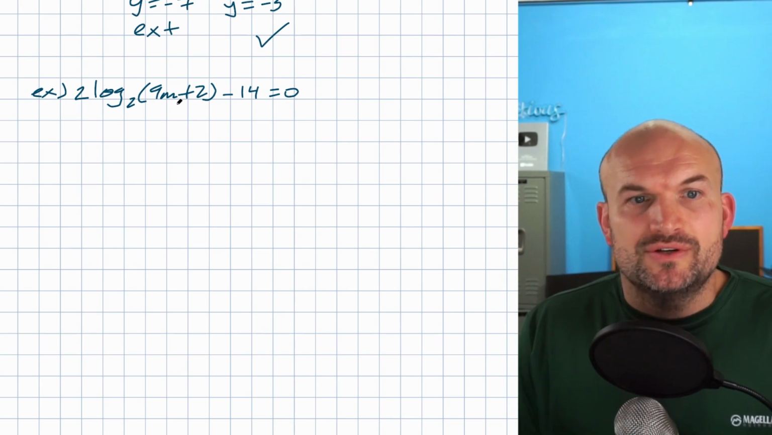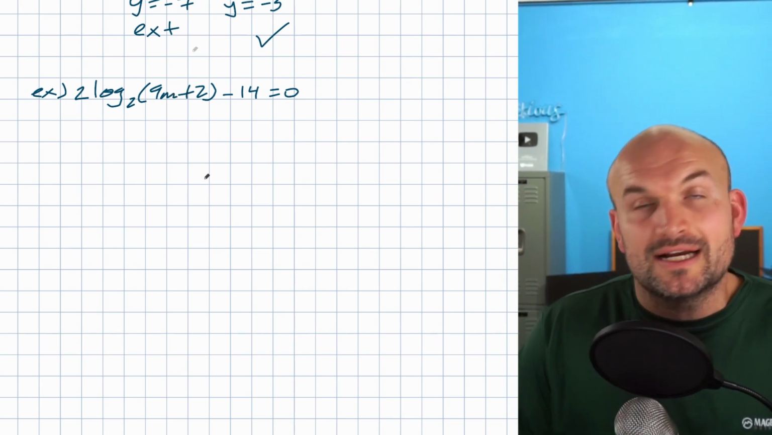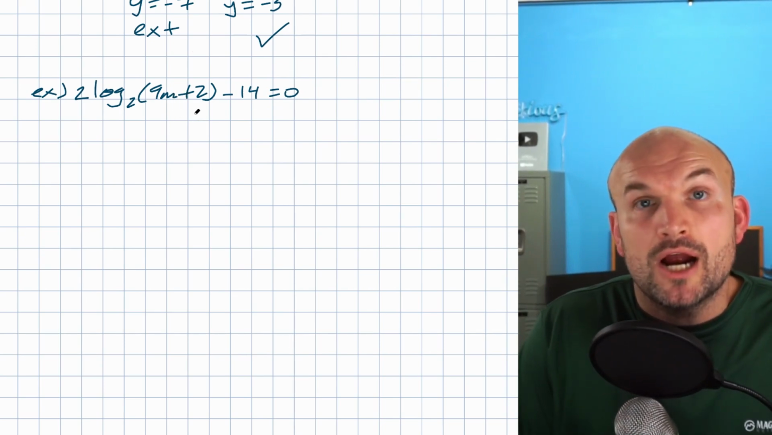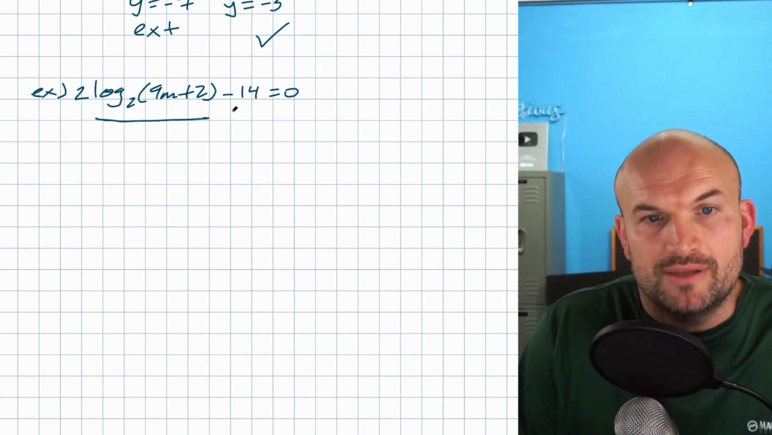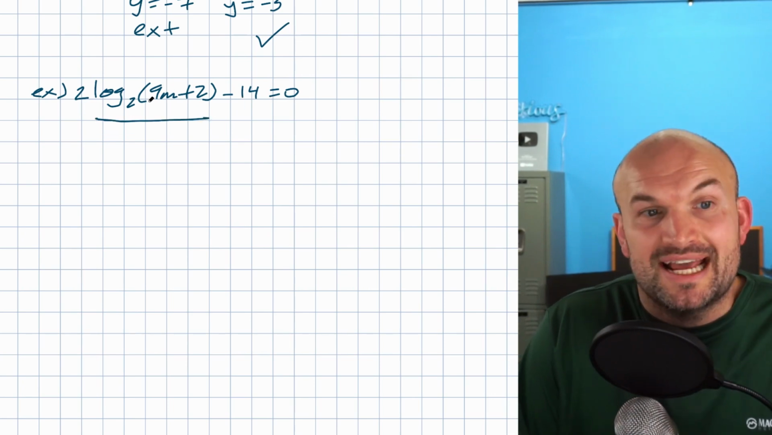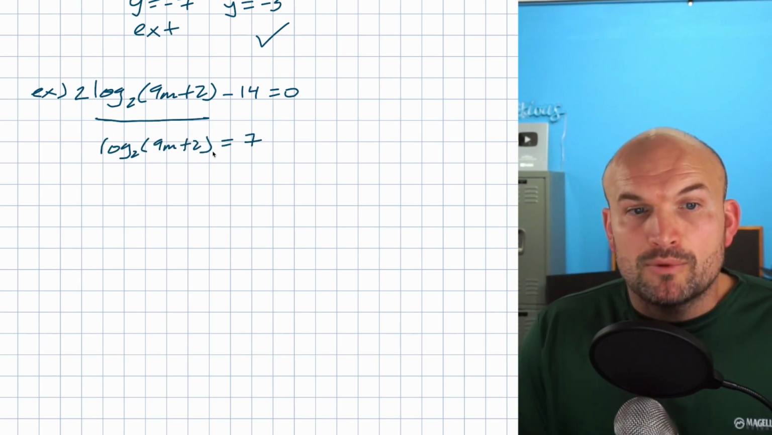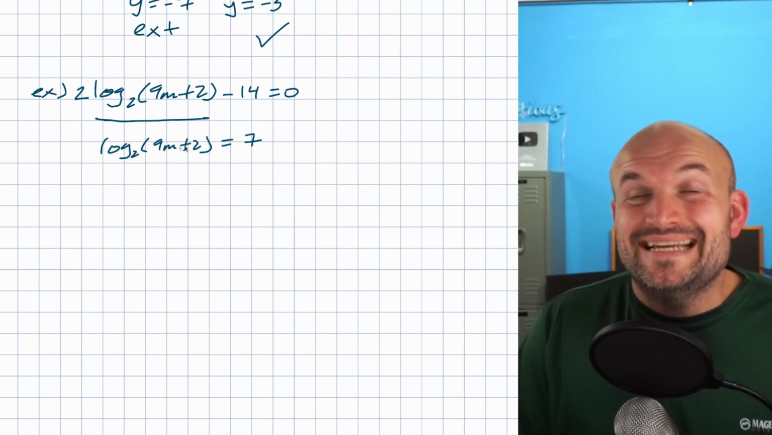Now in this last example, you can see that we only have one logarithmic equation. We're not going to look into using the one-to-one property. What we are going to want to do though is isolate our logarithm. So we're going to do that now by adding 14 and dividing by 2 on both sides. Now what we're trying to do is solve for m, which is inside of the argument.